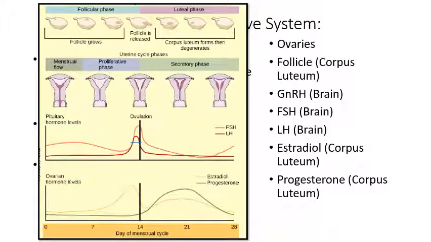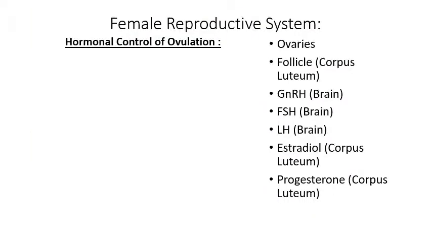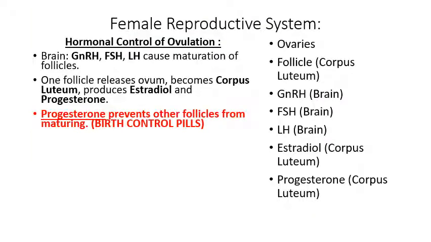Okay, so there's the diagram. Once again, the brain releases gonadotrophin releasing hormone, which causes the anterior pituitary gland to release these two hormones. Those two hormones cause the follicles, the eggs inside the follicles, to mature. Eventually one of them matures the fastest and bursts its way out.